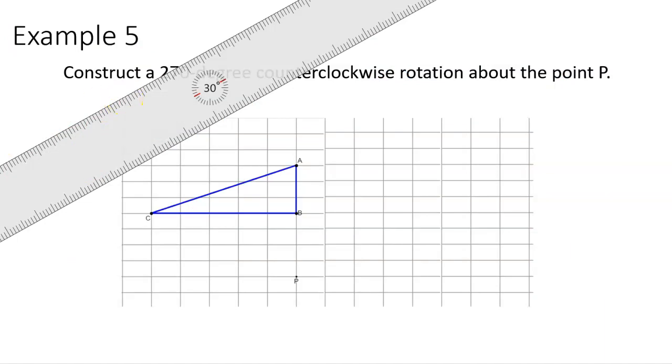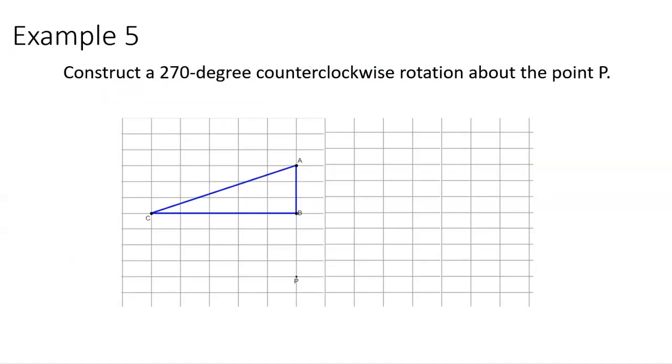All right, let's look at this example. Construct a 270 degree counterclockwise rotation about the point P. Okay, there's P. Now, 270 degrees about P. So let's just think about this for a second. If we've got the point here, and let's call this point right here. This point's right above it. So counterclockwise is going to move in this direction, and we want to go 270 degrees around P.